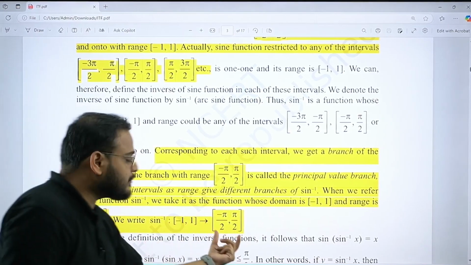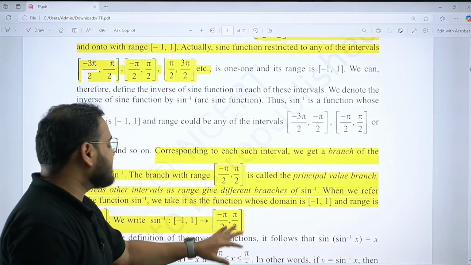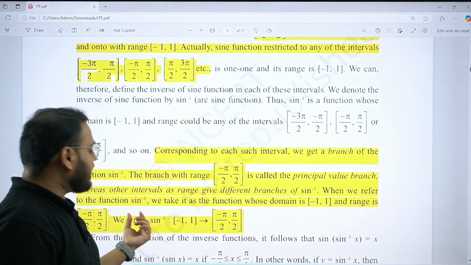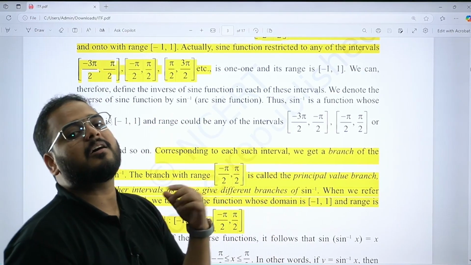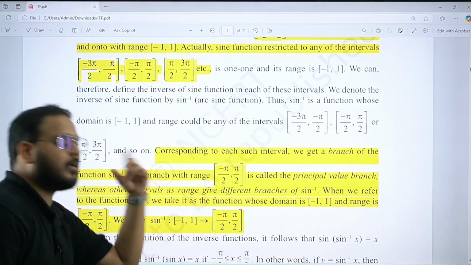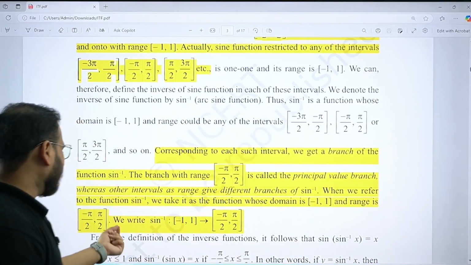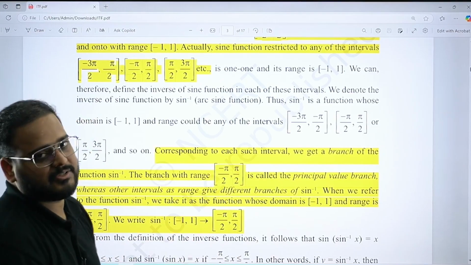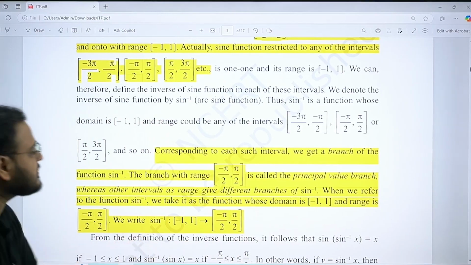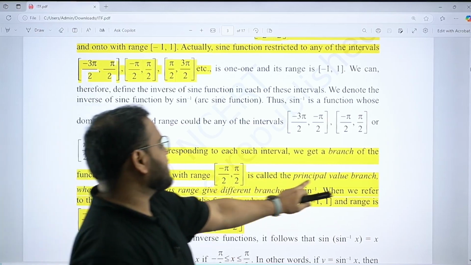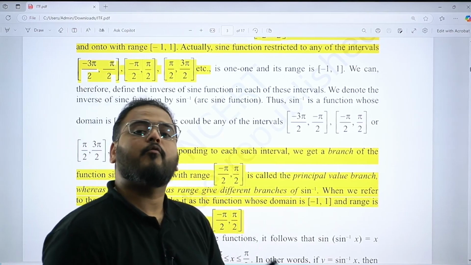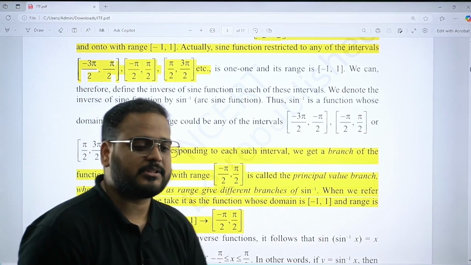Getting it right? This was the domain of sine, the restricted domain. Then why did we restrict the domain? To make it invertible. Once it is invertible, this restricted domain becomes the range of your sine inverse, the principal range. The principal value will be in minus pi by 2 to pi by 2 only. This is called the principal value branch. You have to remember this very thoroughly. You have to know it for all the trigonometric functions. I hope this is clear.